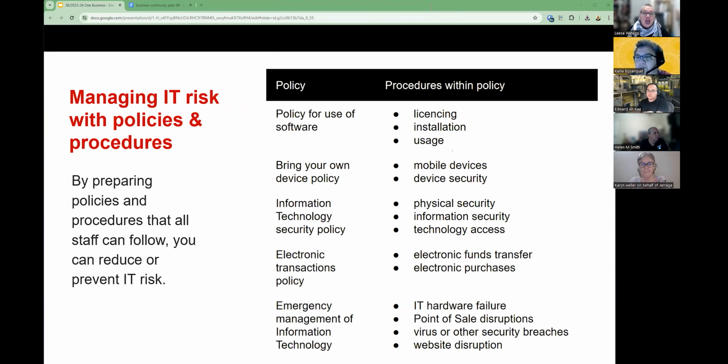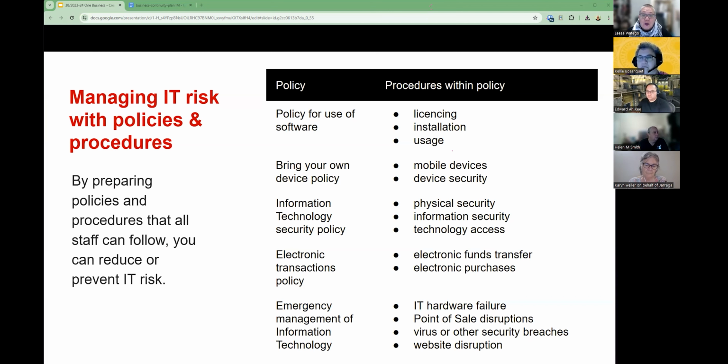So some of the policies that you want to have, elements of your IT policy, you want to have a policy for use of software. So what we can license, installation and usage. We have software that is company licensed that sits on personal devices. We recently had a staff member leave, and the day after they left, we turned the license off. So that should be a policy that's written down. It's not, but that should be written down.